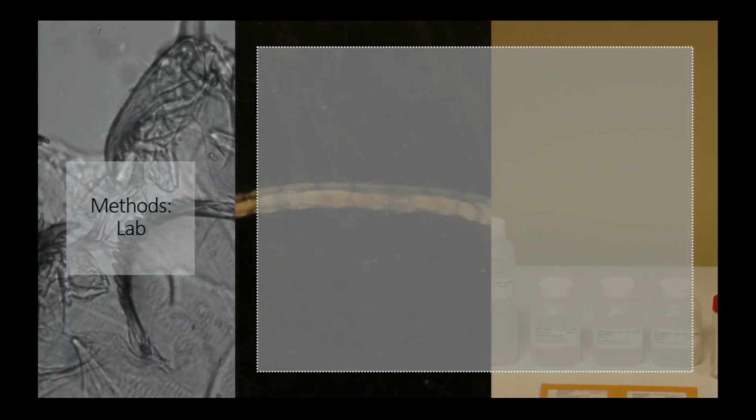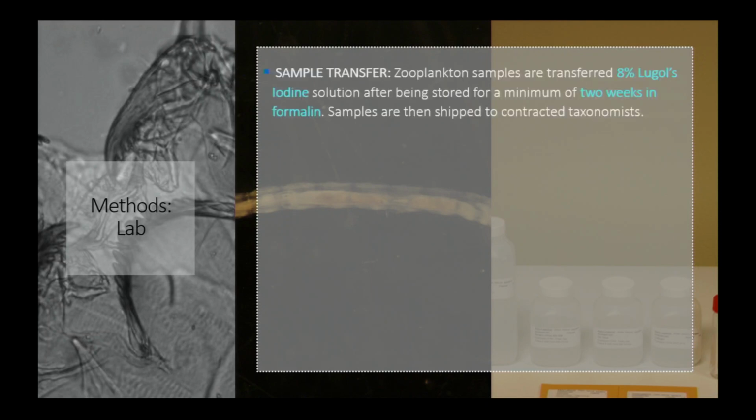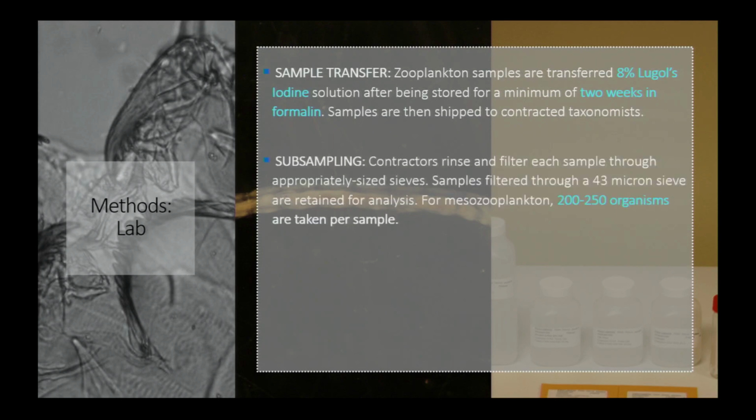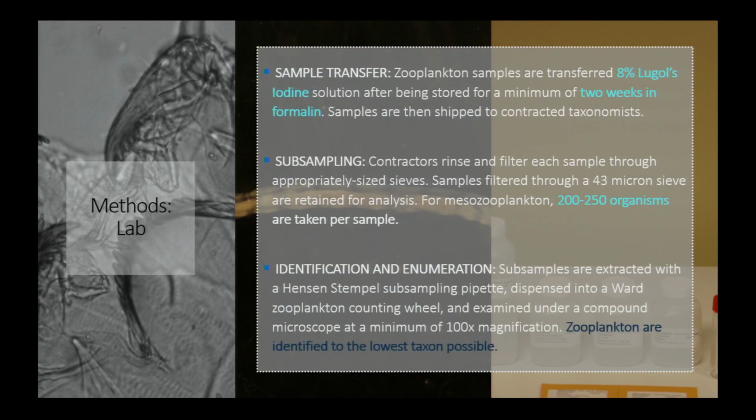So lab methods, this can be what you do in-house, like filtering or transferring, as well as anything that you send off. So for example, we have sample transfer for our zooplankton, and again, you just want to talk about exactly what you're doing. You want to mention any contractors that you're sending your samples to. And then you also want to talk about what they're doing. So this part can be harder to figure out because these are methods that you're not actually doing, and you can't necessarily ask someone at your office what's being done.